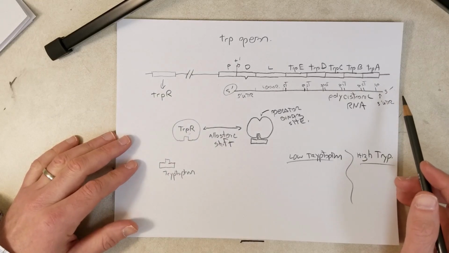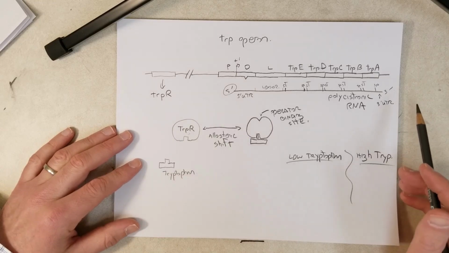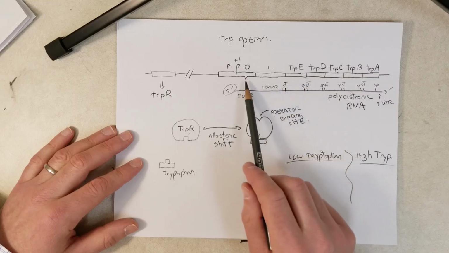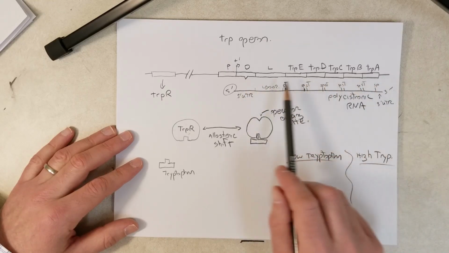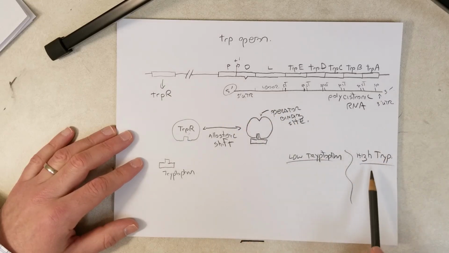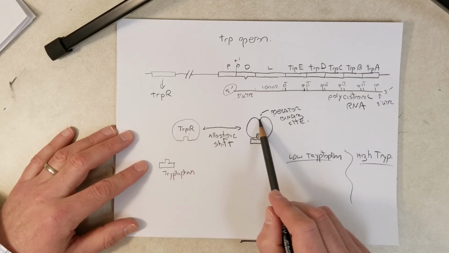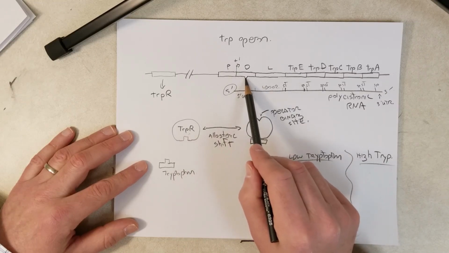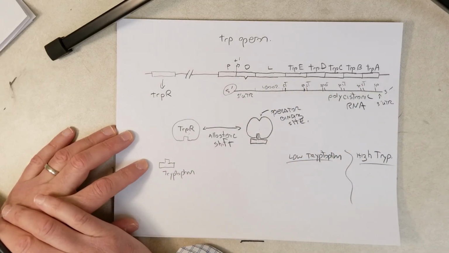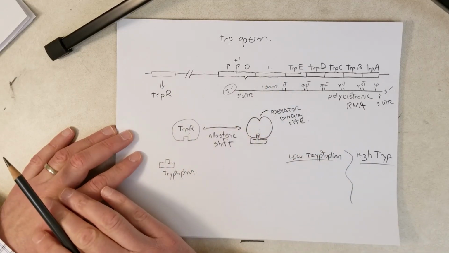Now, if tryptophan levels are high, let's say there's lots of tryptophan in the environment, wherever E. coli finds itself, it doesn't need to transcribe this operon, make these biosynthetic genes. It doesn't need to make more of its own tryptophan. It can get it from the environment. So when tryptophan levels are high, tryptophan binds to the repressor, it opens up the operator binding site, Trp can bind to the operator and block transcription of the Trp Operon, which is great because E. coli doesn't want to transcribe this if it already has enough tryptophan.